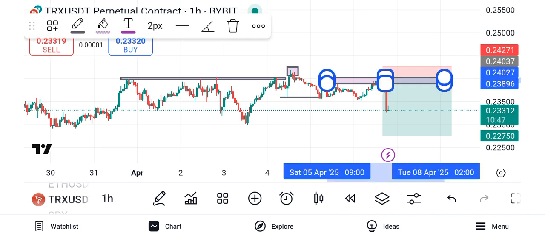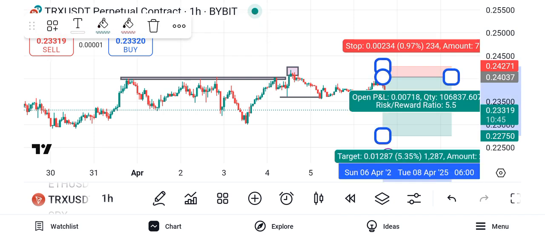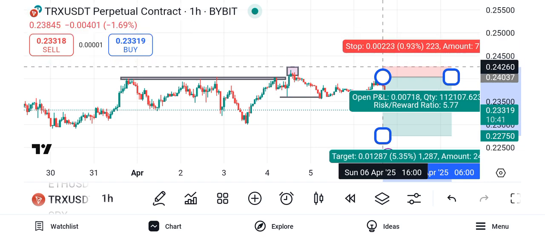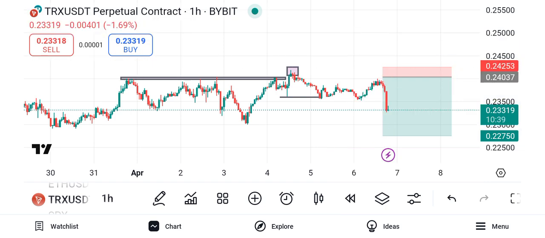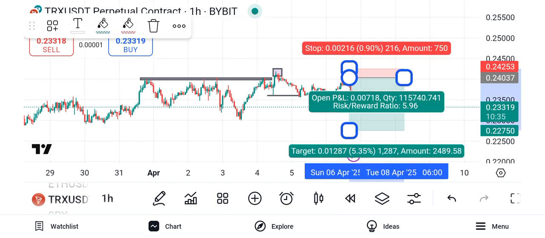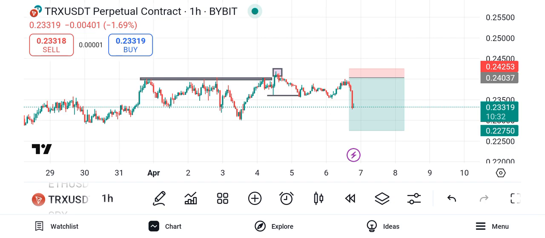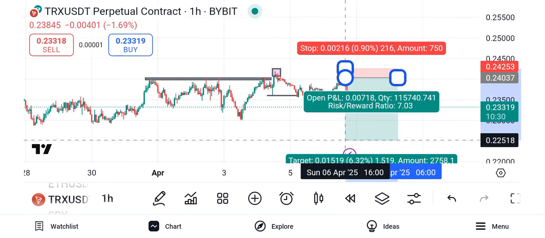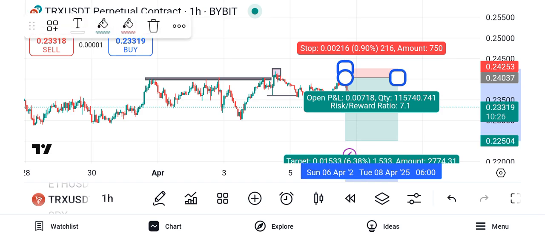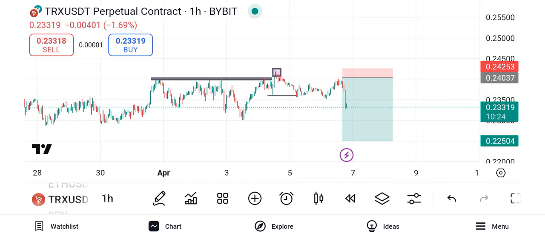You can see, you just put your stop loss above this high and then you ride this market down up to 0.225. This is a massive trade.